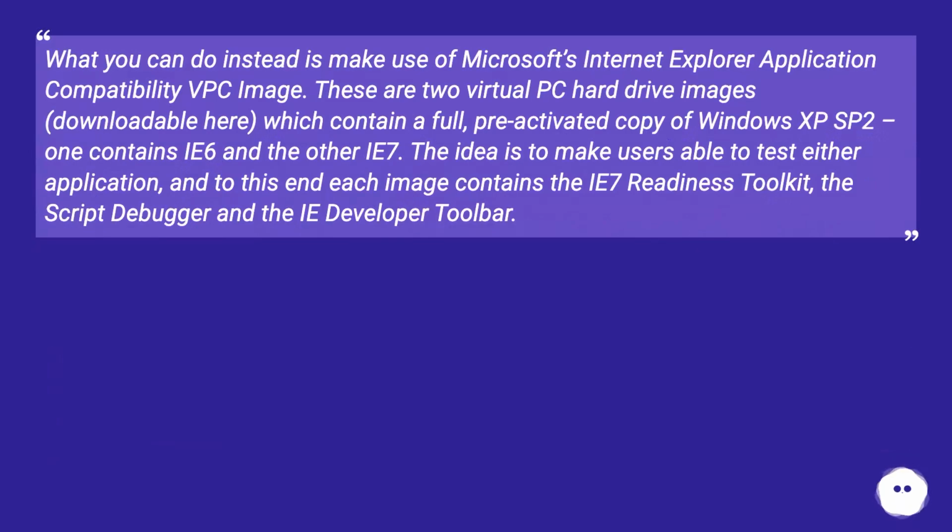What you can do instead is make use of Microsoft's Internet Explorer Application Compatibility VPC image. These are two virtual PC hard drive images, downloadable here, which contain a full, pre-activated copy of Windows XP SP2, one containing IE6 and the other IE7. The idea is to make users able to test either application, and to this end each image contains the IE7 Readiness Toolkit, the Script Debugger and the IE Developer Toolbar.